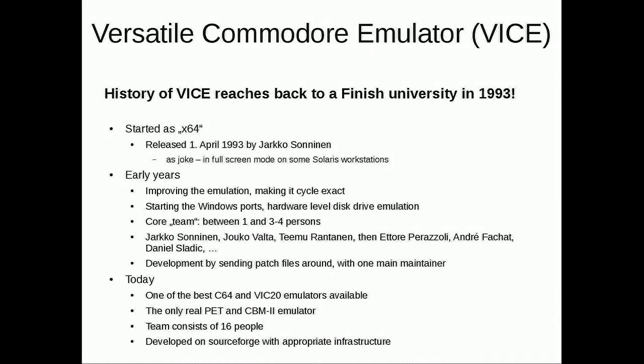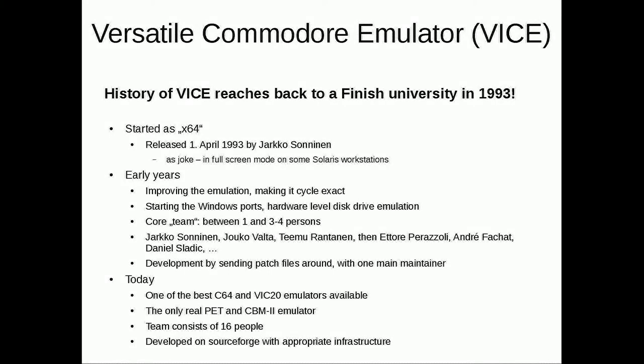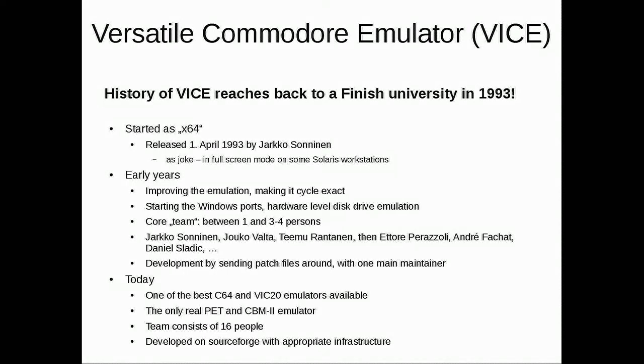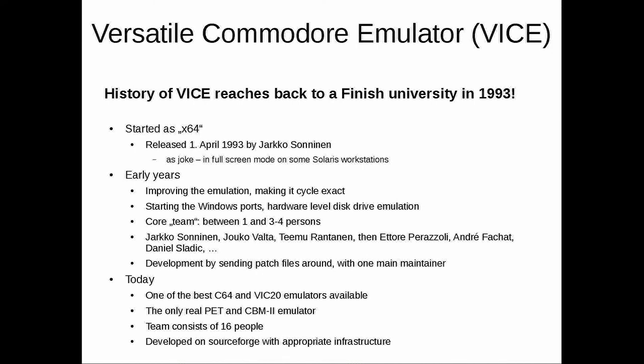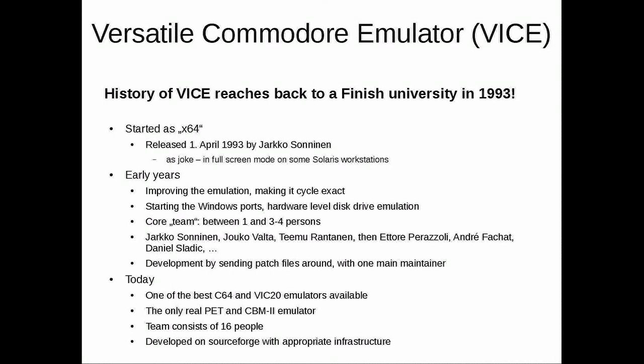The history of VICE reaches back to Finnish University in 1993. It started out as an April Fool's joke, because it was put on some Solaris workstations in full screen mode, as x64 with a C64 boot screen. In the early years, the focus was on improving the emulation, making it cycle exact, what I've shown in the previous slides, so that each cycle really does what the system, or at least emulates what the system in reality does. A Windows port was started, and hardware level disk drive emulation. As I said, Commodore disk drives have their own CPU, and the core team was between 1 and 3 to 4 persons, with some of the names there.